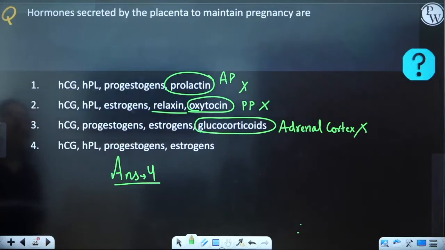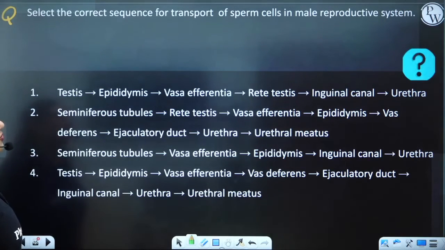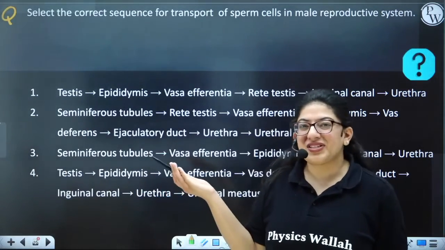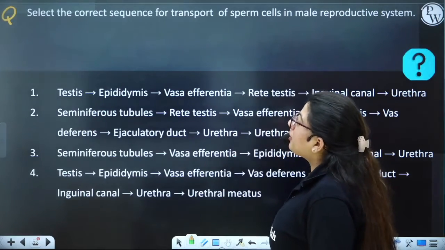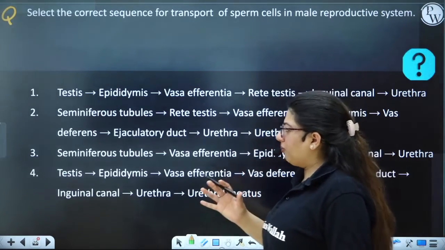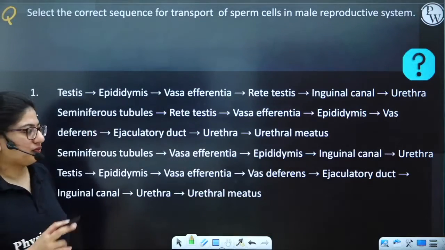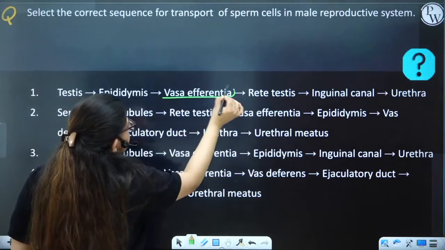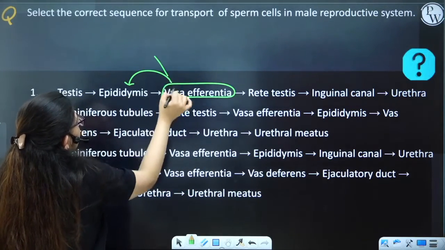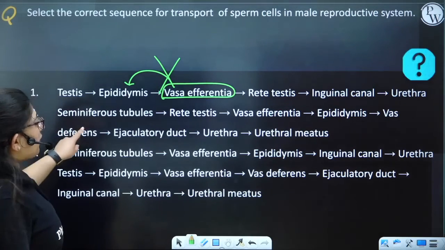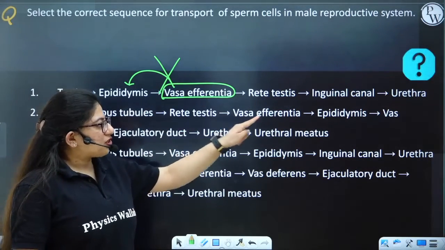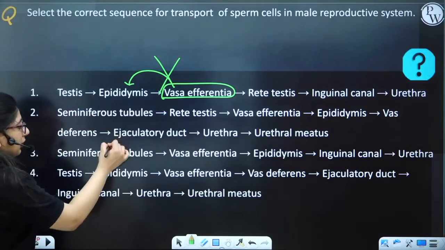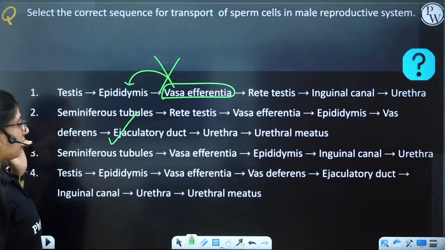Next, select the correct sequence for transport of sperm cells in the male reproductive system. This was in the last lecture. So tell me the transport of sperm from where it is formed. It is formed in seminiferous tubule, right? So testes, epididymis, vasa efferentia. No, vasa efferentia comes first, guys. So option 1 is incorrect. Seminiferous tubule, true. Then rete testes, vasa efferentia, epididymis, vas deferens, ejaculatory duct, urethra, urethral meatus. This is absolutely correct.